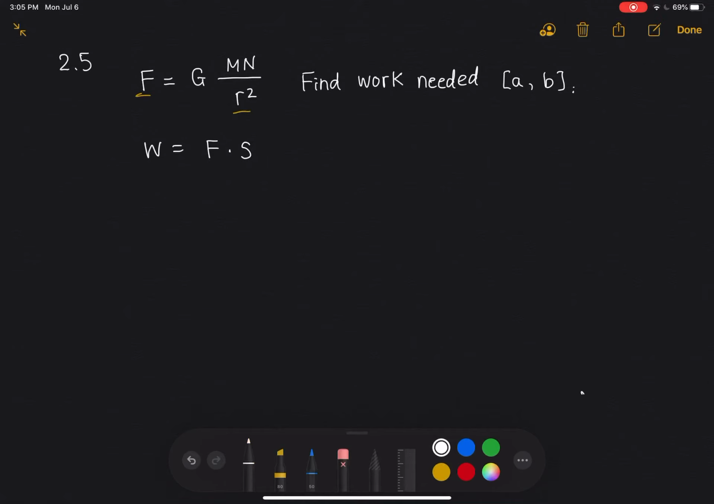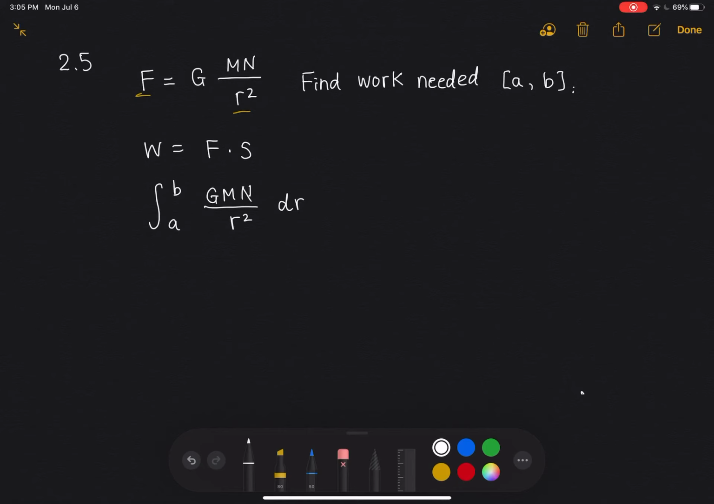So to set it up, it's just the integral from a to b of G m n divided by r squared dr. And the reason we set it up this way is because r really represents the distance. Okay, so dr is also telling us how the distance is changing, and the force is also changing according to the distance. And r is from a to b.